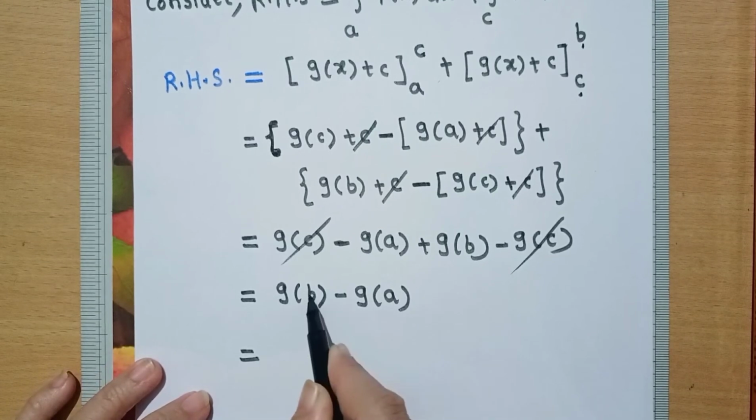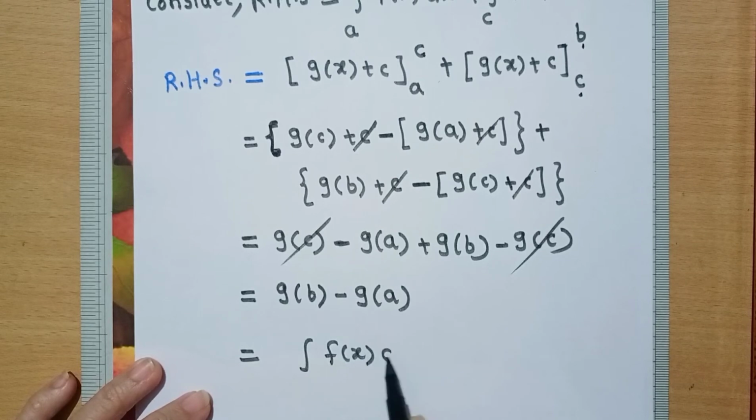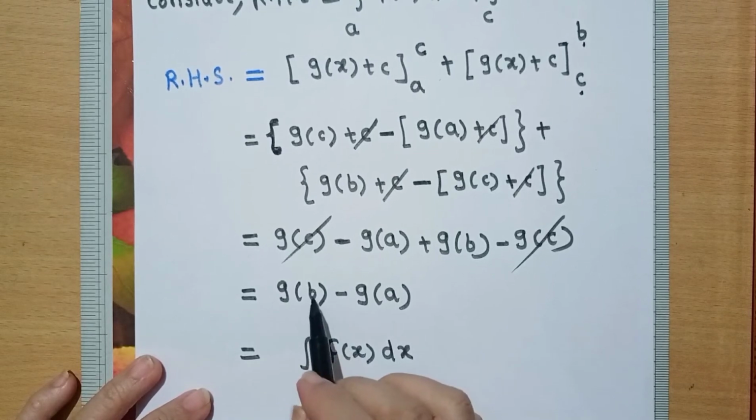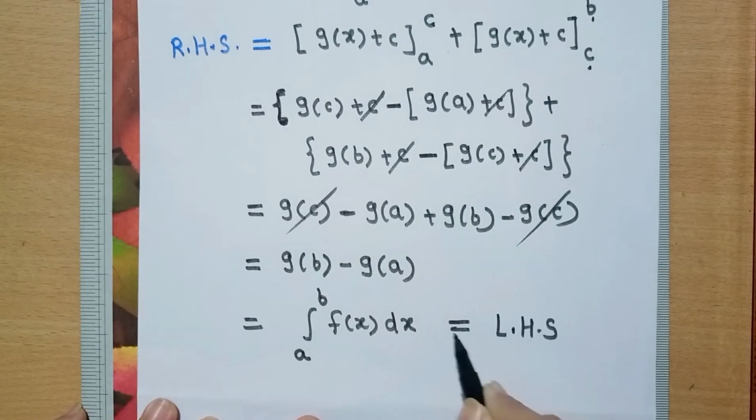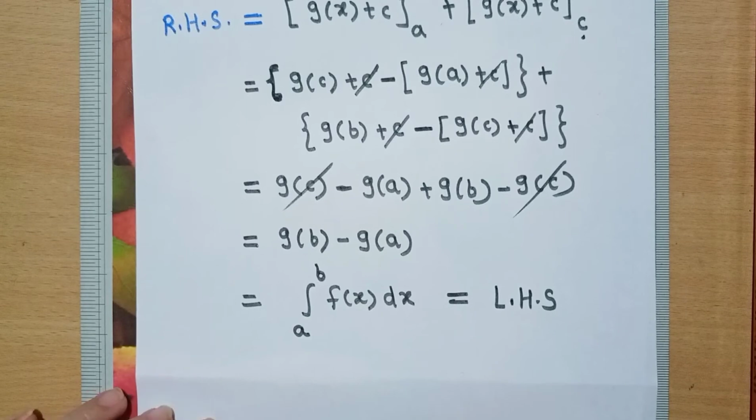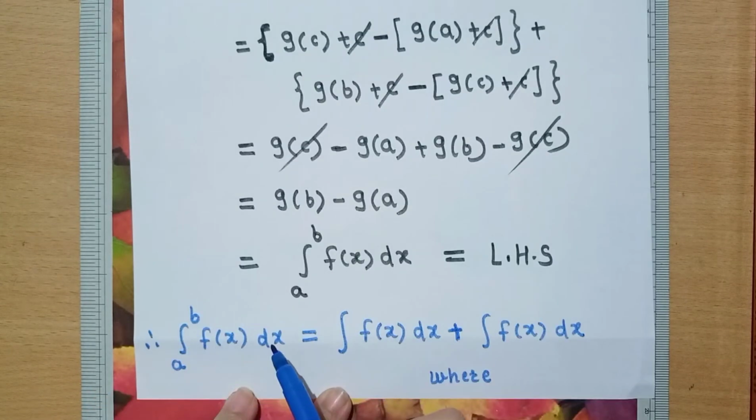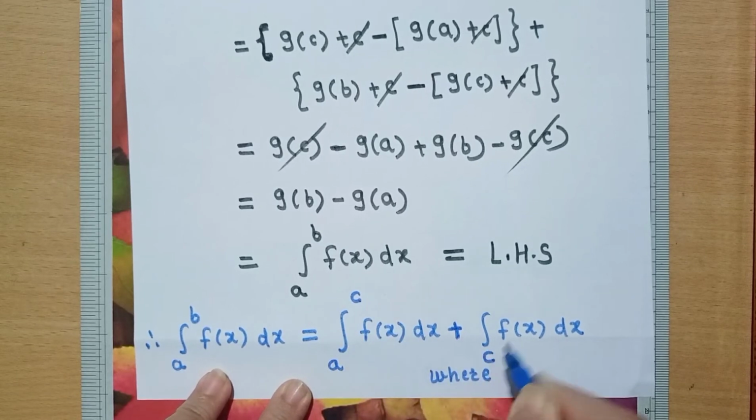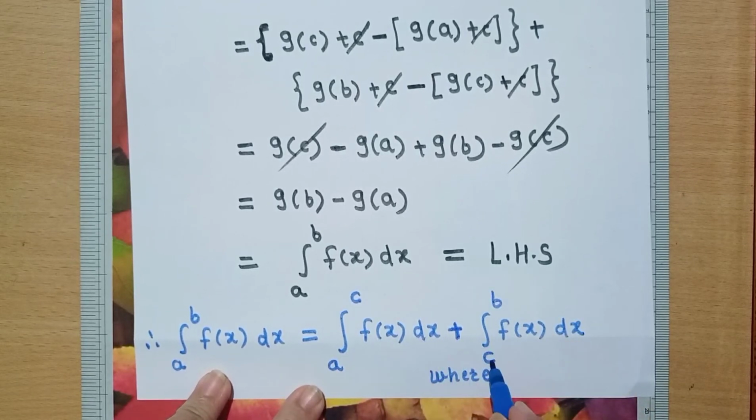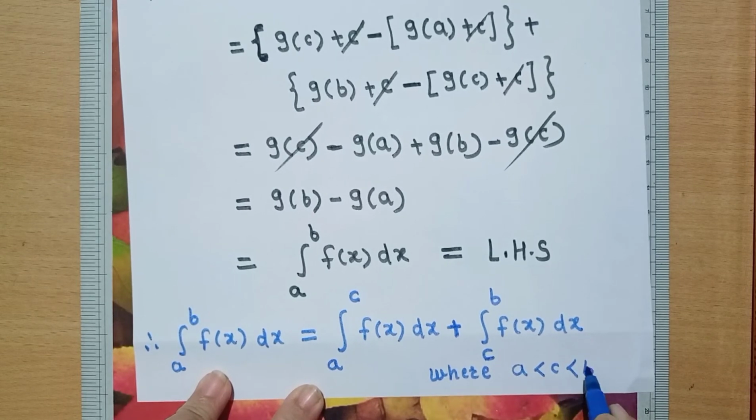And this is nothing but, check now, this is the upper limit, so the integration of f(x) dx, which is g(x), but with this upper limit and this lower limit, is nothing but the left hand side of the given property. So here we will write is equal to LHS, and so we have the integral from a to b of f(x) dx equal to the integral from a to c of f(x) dx plus the integral from c to b of f(x) dx, where this point c lies between a and b.